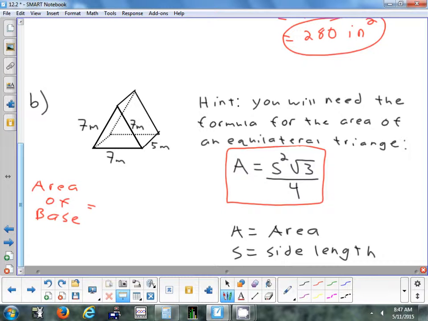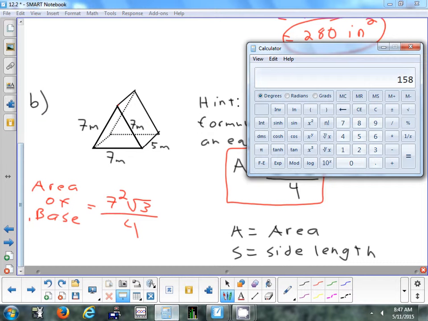And then once we have the area of the base, we'll double it, get the front and back, then we'll add the perimeter of the base times the height. Okay, Jacob, what's the length of each side of my equilateral triangle? Yep. Okay, it looks kind of hard, but that's all you got to do. 49 times the square root of 3 divided by 4.